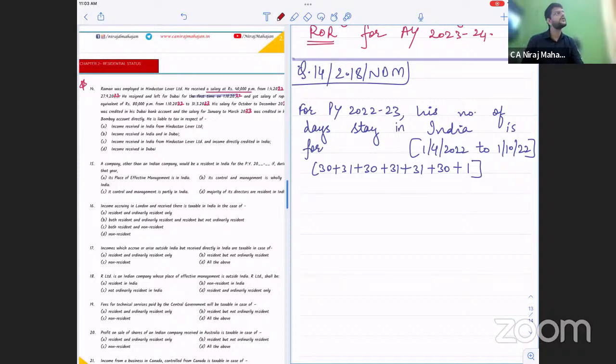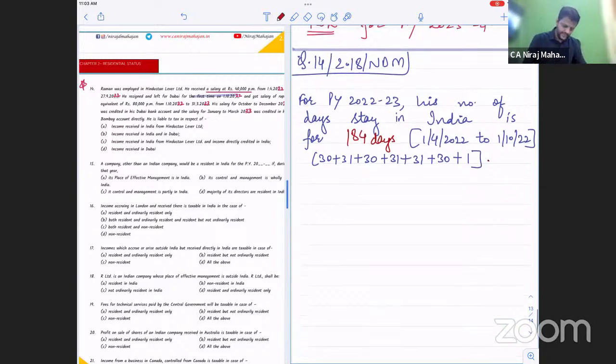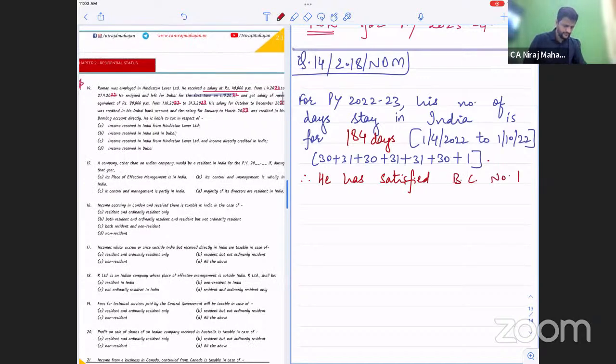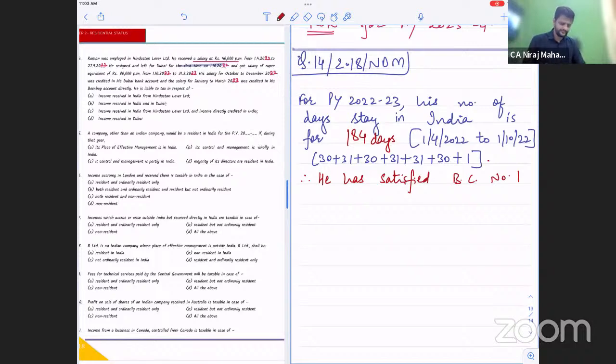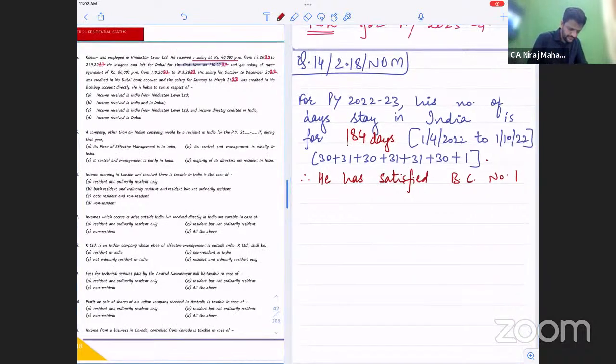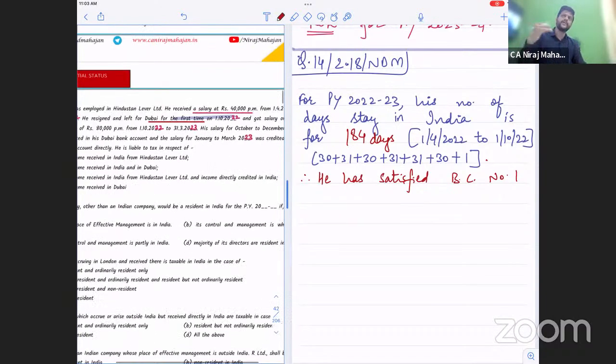Yes, all of you. It is for 184 days. Tell me correct, Mansi, Nathan. Is it right? Okay. Full stop. Therefore, he has satisfied, tell me, yes, what? Resident basic condition number one. Is it given he left India for the first time? So he was always in India. Therefore, both the additional conditions will be satisfied.